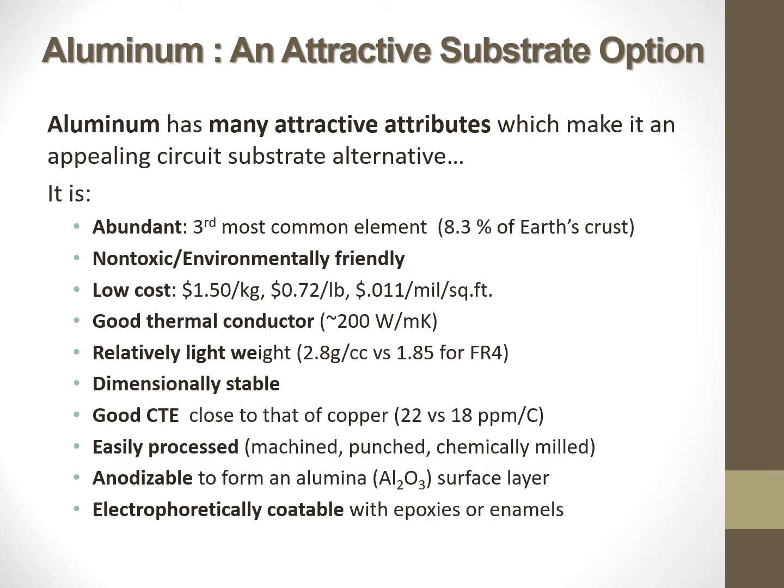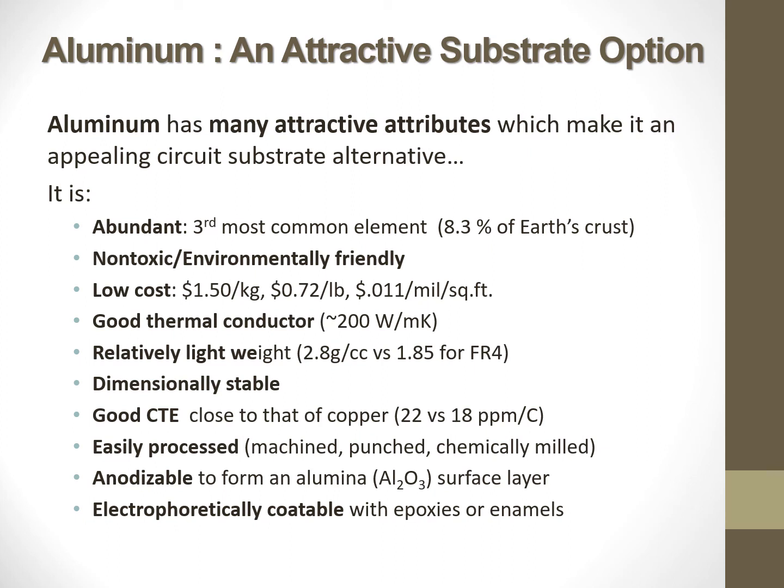So aluminum is a substrate that I'm considering very important. It has lots of attractive attributes. One is that it's the third most abundant element on the planet, and about 8.3% of the Earth's crust. It's non-toxic, environmentally friendly. It's very low cost at about 72 cents a pound last time I looked. Very good thermal conductor at 200 watts per meter Kelvin. Relatively lightweight. It's 2.8 grams per cubic centimeter versus 1.85 for FR4, so it's slightly heavier, but the amount of material required should be significantly less, so that could be a wash.